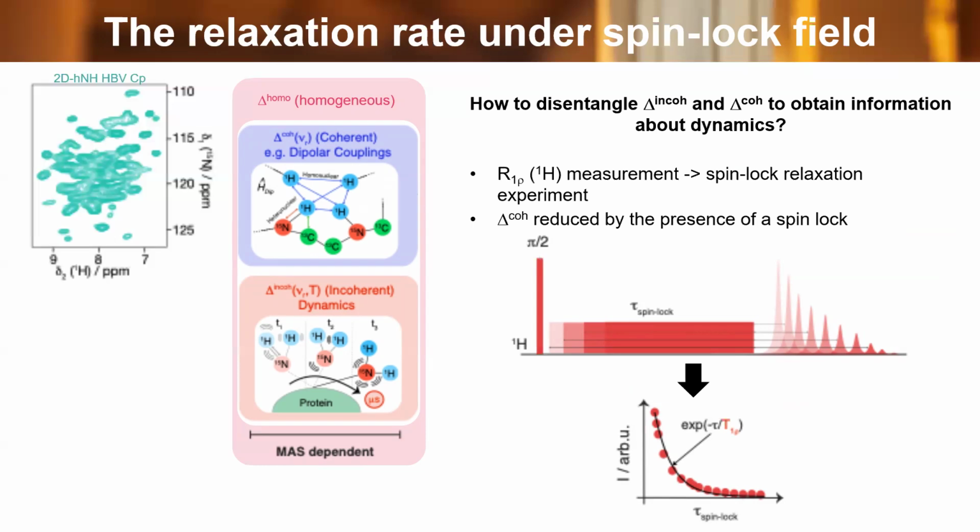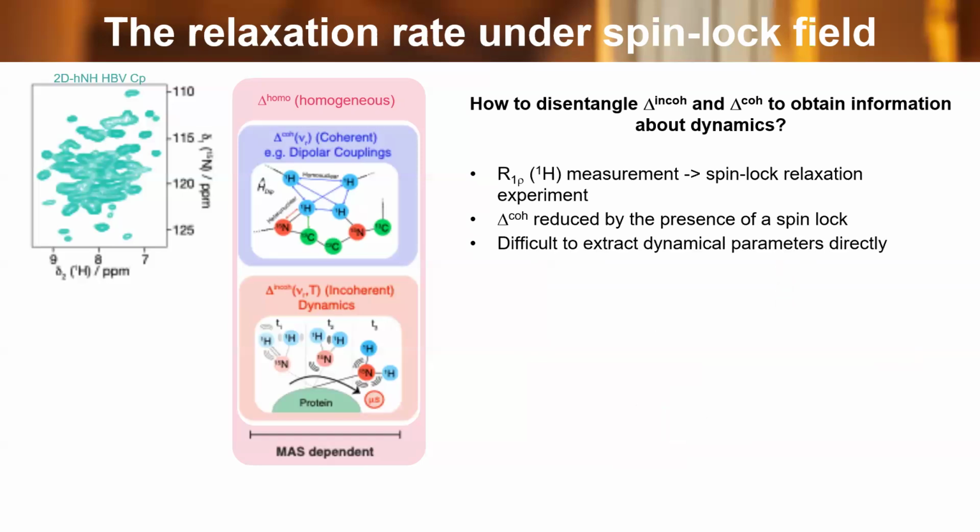The idea is that in the presence of a spin lock field, the coherent contribution is strongly reduced and the decay reflects mainly the incoherent contribution. And you can measure it with the spin echo experiment, the same as for the homogeneous contribution: you plot the decay in intensity as a function of the spin lock time, and then you obtain your T1 rho or R1 rho value. But it's still difficult to extract dynamical parameters directly from there.